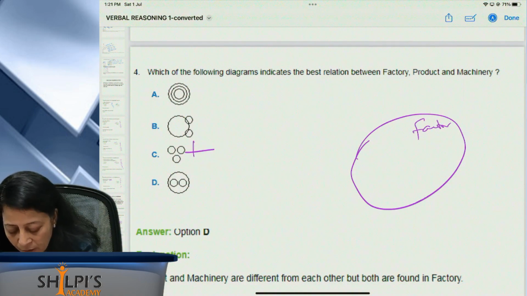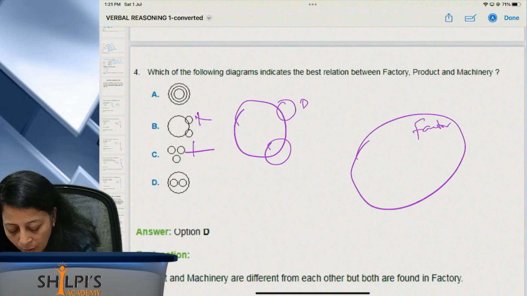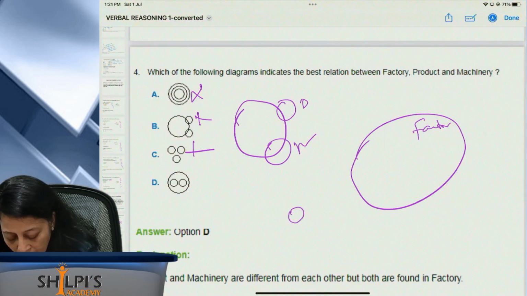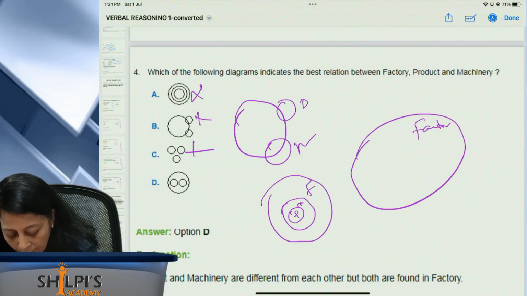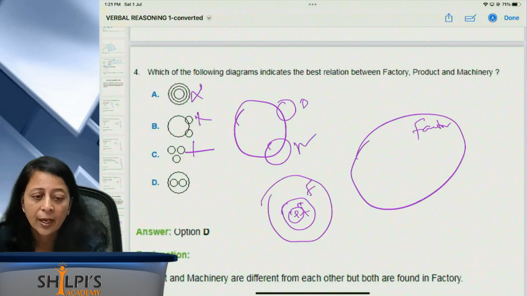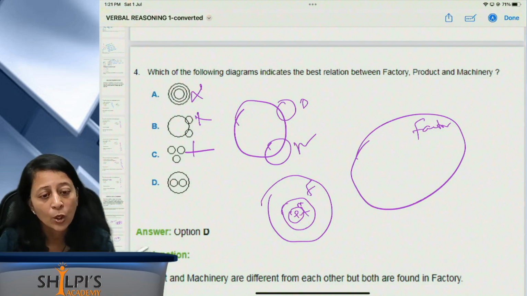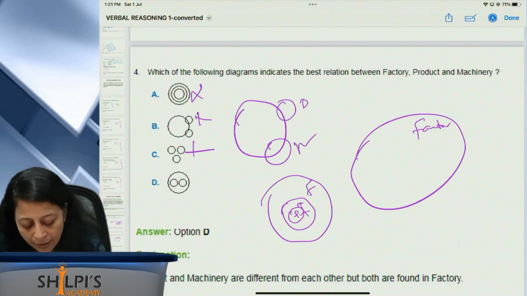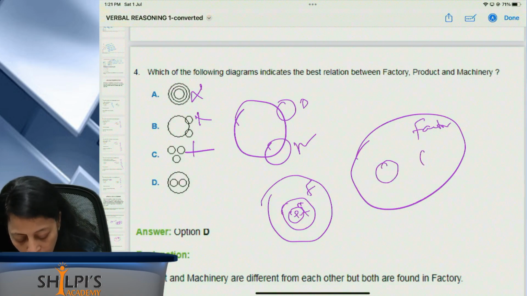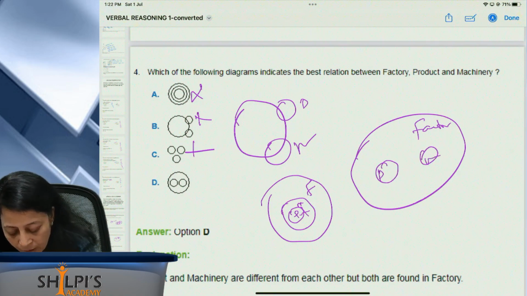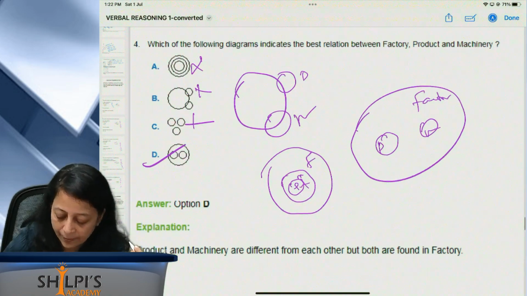This cannot come because all three are bound, and some also we cannot tell. In a bigger factory, can you tell that a small part has been occupied by a product and a small part by machinery? Or the first diagram also we cannot tell, because if you tell that it is a product, it is machinery, it is a factory, it also may not be, because there are many products, many machinery that can be manufactured. A product can be manufactured by 2 or 3 machines also, so we cannot tell. So it is a factory, and the factory has got both your product and your machinery. So this will be the apt diagram for this question.